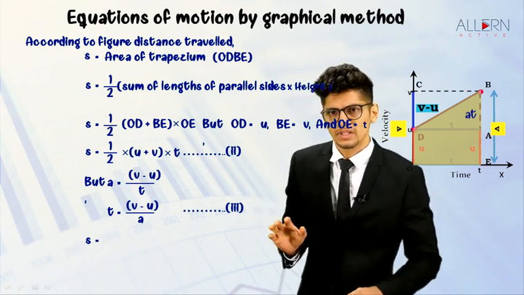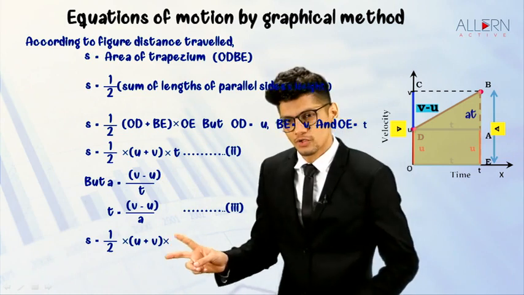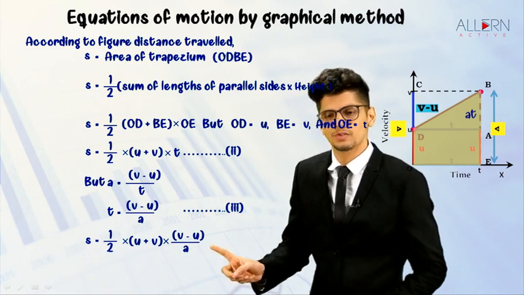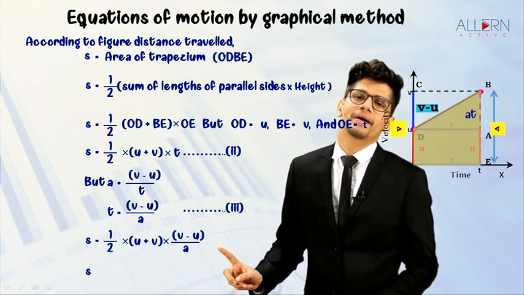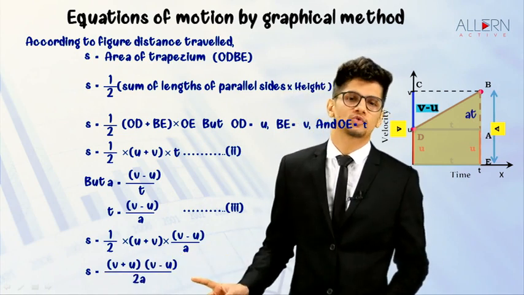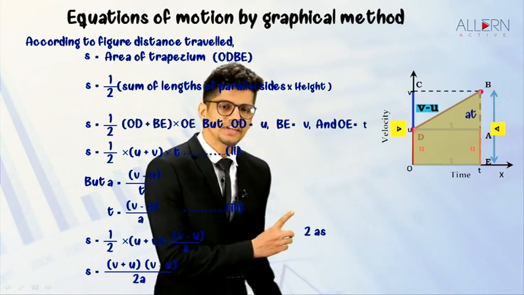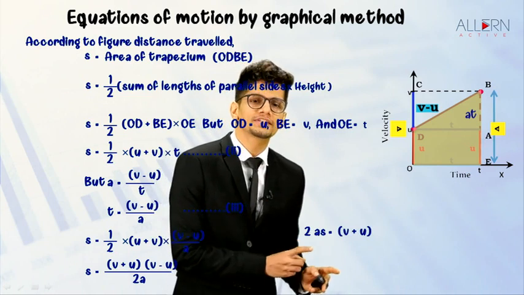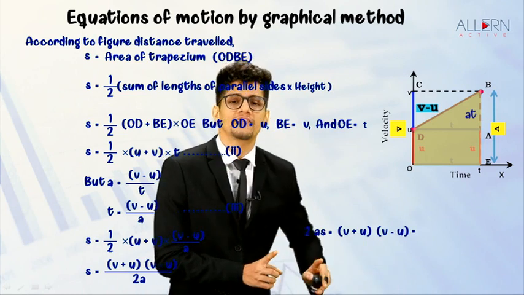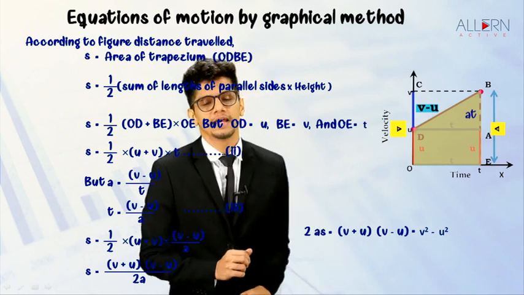We write half as it is, U plus V as it is, and instead of T, we substitute the value V minus U upon A. So V plus U into V minus U remains as it is in the numerator, and in the denominator we have 2 into A, that is 2A. Now we'll shift 2A into the numerator, so we get 2AS is equal to V plus U into V minus U. Now V plus U into V minus U becomes V square minus U square, because A plus B into A minus B becomes A square minus B square.